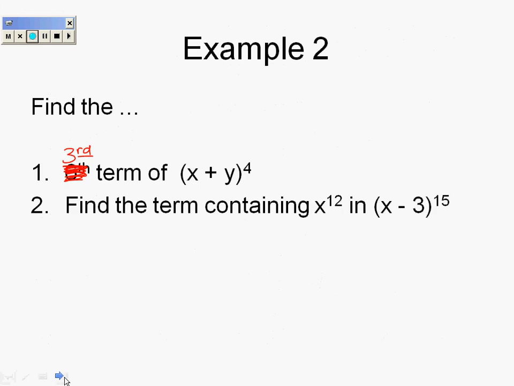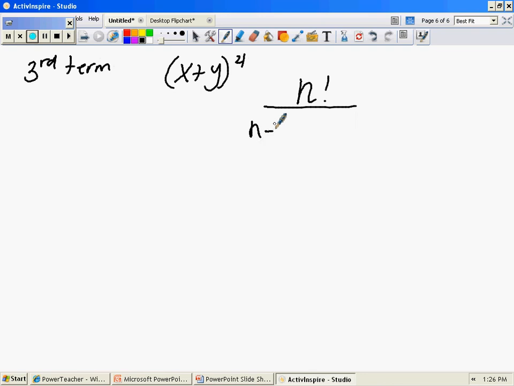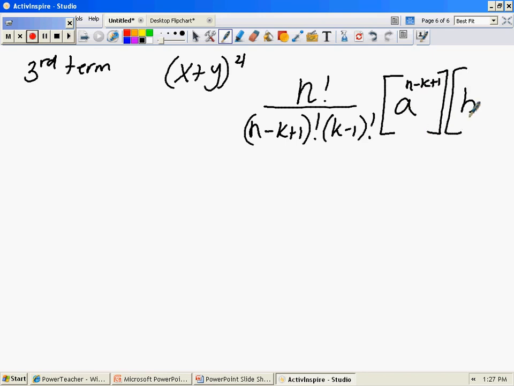So we have x plus y to the fourth. Not fourth, I'm sorry. x plus y to the fourth. And we're looking for the third term. So the formula we want to use to find that term would be this. Alright, so we need to find all those values.